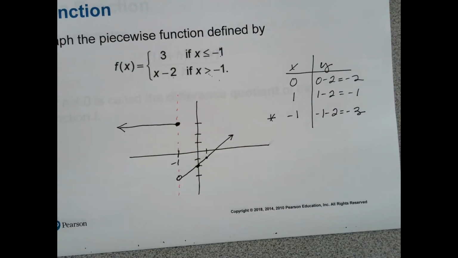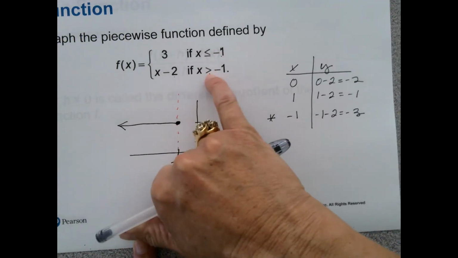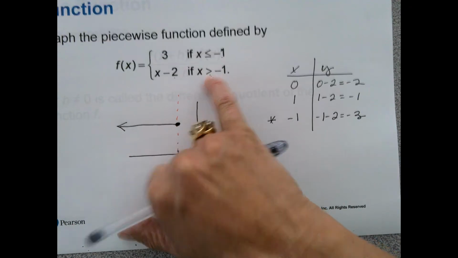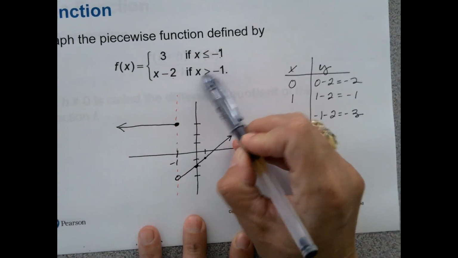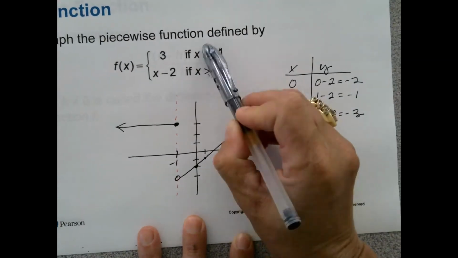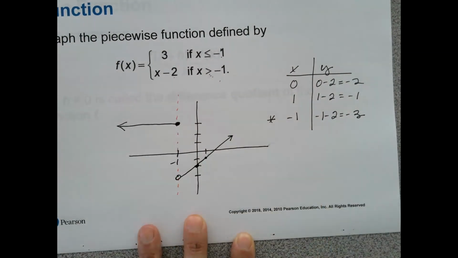Anybody else? The open circle. Why was that open circle again? It's open because in this piece, the inequality is strictly greater than. So because it doesn't have the equal sign here, that's where we get the open circle. When you have an inequality with the equal sign, that's where you're going to get the closed circle. Good. Great questions. Hopefully that made that a bit clearer.